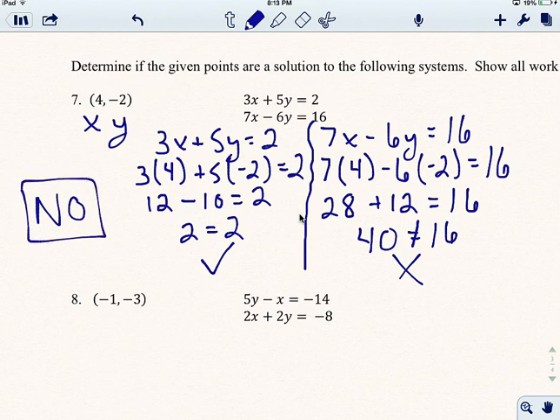If I had had 2 check marks, I would put a yes, but because I don't have 2 check marks, I put a no. 1 check mark is not enough. It has to be 2 check marks. All right, and that's how we determine if a point is a solution to a system.